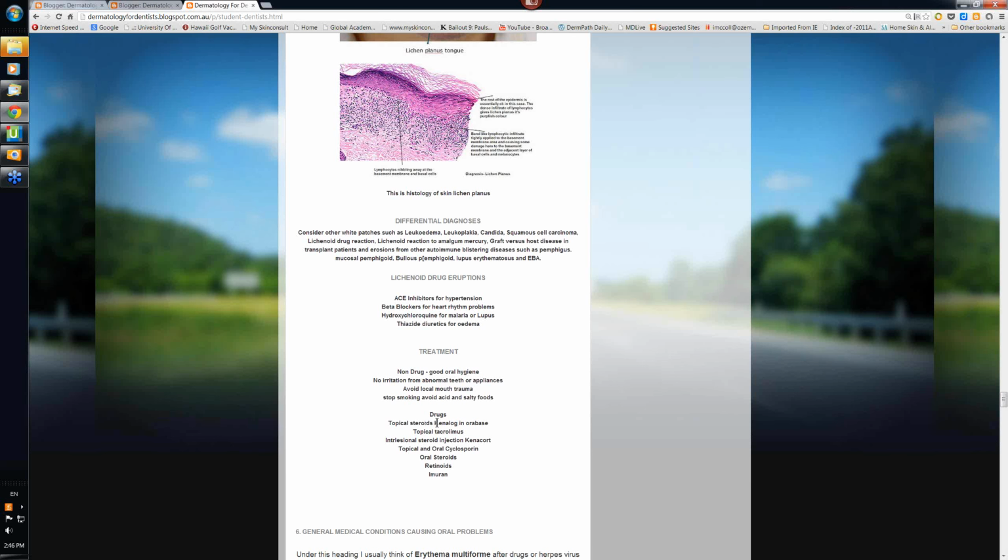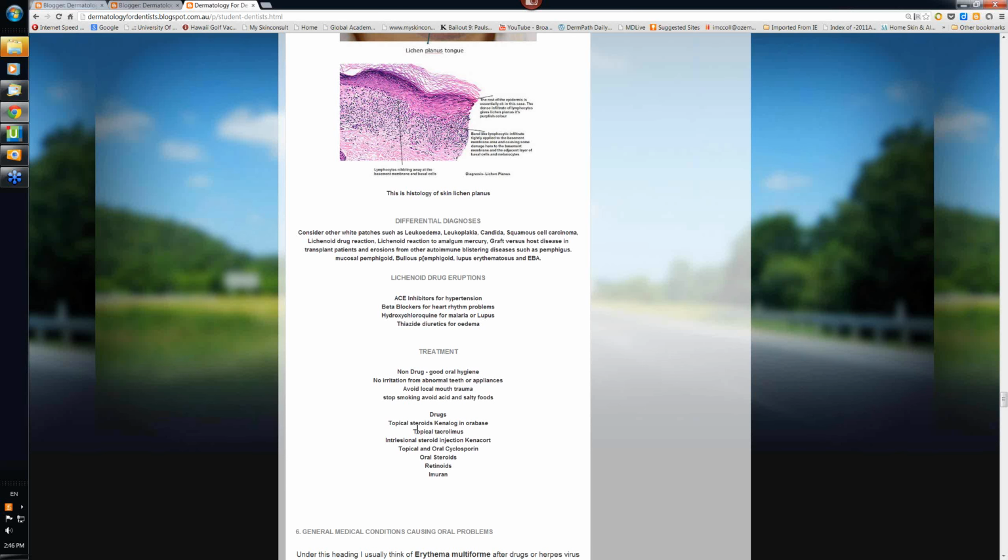And then the drugs. What drugs do you use for oral lichen planus? Well, you can use topical steroids. Now, it needs to be fairly strong, and usually the ointment basis, so that they'll try and stick there. But there's one called Kenalog in Orabase. Orabase is a base that sticks to the mucosal surfaces, and Kenalog is a stronger topical steroid, so you can use that.